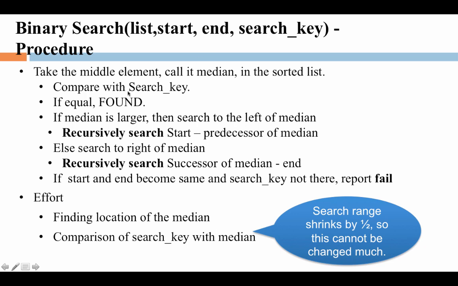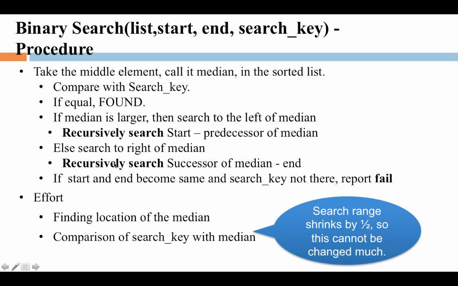Now we compare the median element with the search key. If it is equal to the search key, then you have found it. On the other hand, if the median is larger, then we recursively search to the left of the median. What do I mean by the left of the median? We search in the region from the start index to the predecessor position of the median for the search key. Otherwise, we search to the right of the median. That is, we look at the successor of the median up to the end of the search region for the search key. Now, of course, it is very important for us to say when we will report that a search has failed to find the key.